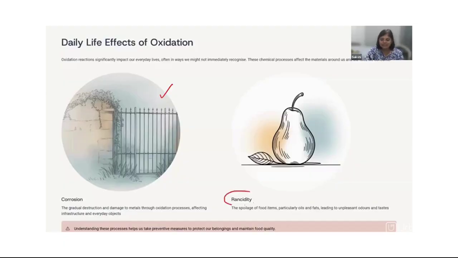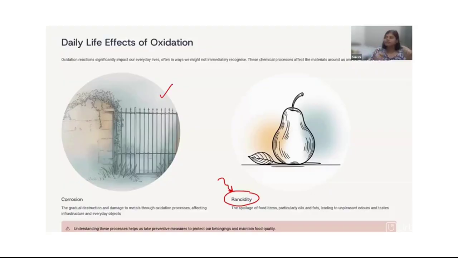Next is rancidity. I am sure that you all must have come across this in your lives. What is rancidity? Spoilage of food items. Remember we studied about that apple. If you cut an apple or any fruit and leave it outside, you see a brownish layer getting deposited on top of the fruit. That is rancidity, right?